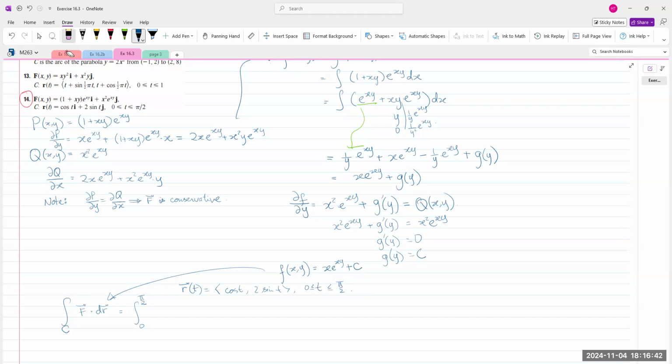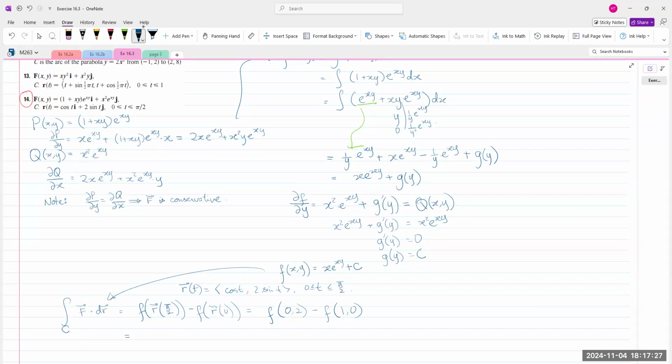Actually, I don't need to, huh? I already have that potential function. So this is basically equal to the potential function at pi over 2 minus the potential function at 0, right? This is f at pi over 2, that's (0, 2), minus, at 0, this is (1, 0). Now I plug that in, (0, 2).